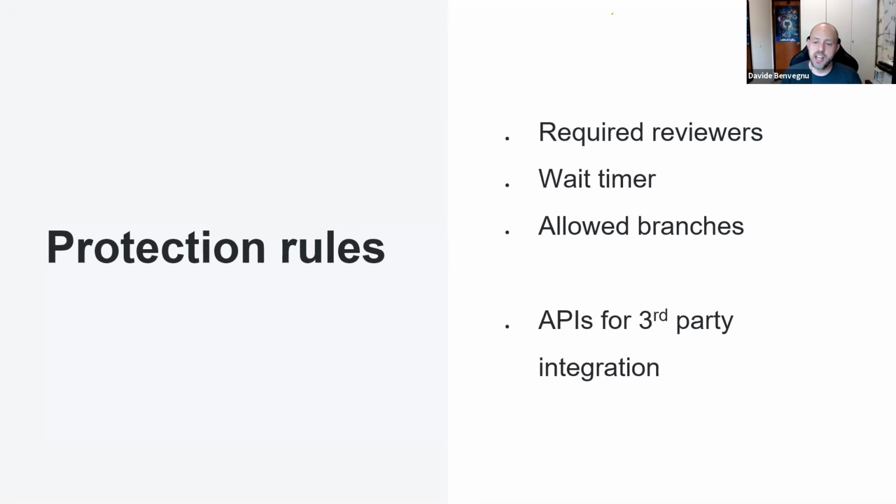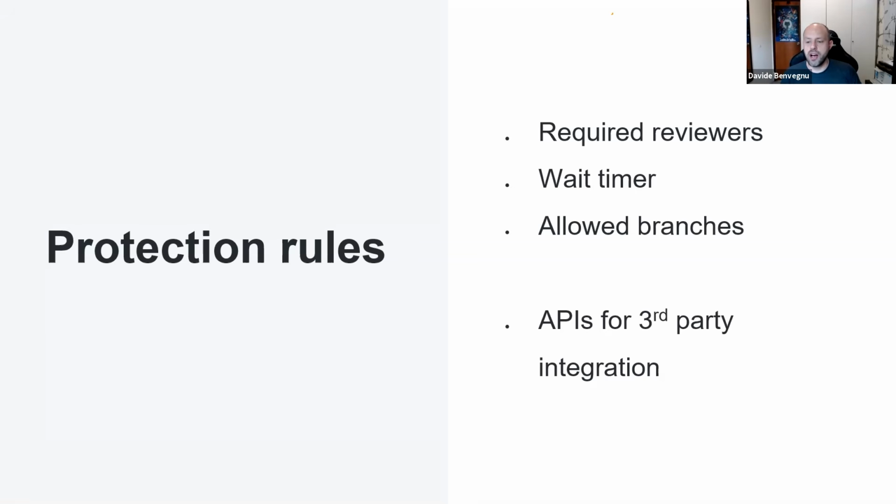We can set wait timers, meaning that whenever you reach that environment, the Actions engine will wait for whatever amount of minutes or seconds you specify before actually deploying. We can specify allowed branches for deployment, meaning that only if the workflow comes from a specific branch or branches will it be allowed to deploy. This is very useful because, for example, in an enterprise context, there's a lot of times the need of deploying only from some sort of release branches, and you can enforce that with these.